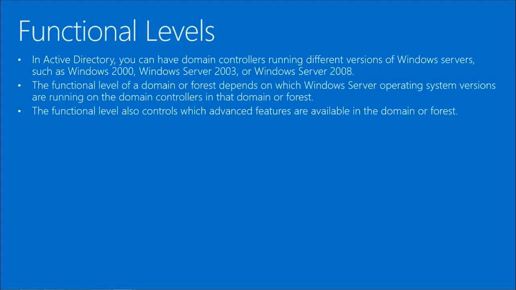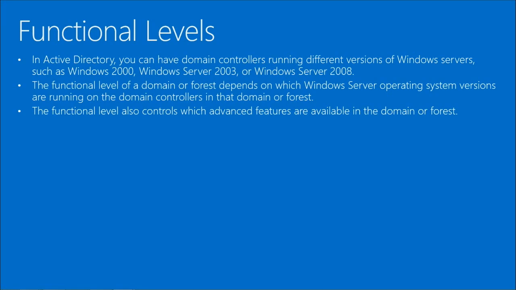So functional levels. Domain controllers can have functional levels. Windows 2000, Server 2003, Server 2008, and these functional levels have different capabilities. It can be dangerous when you start mixing and matching domain controller levels. Actually, that's not quite true. It's not dangerous. It can just create sporadic behavior. Well, so you want to ensure a consistency of functional levels between your domain.